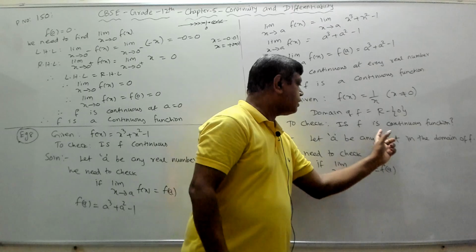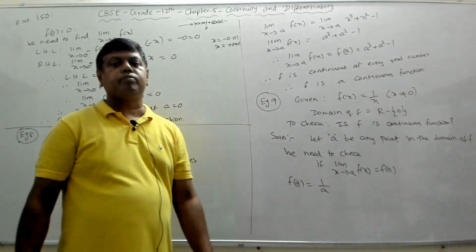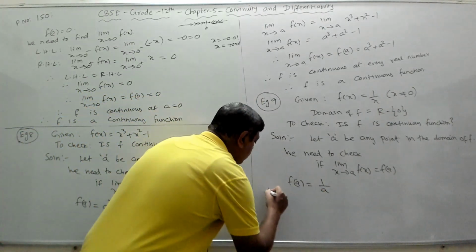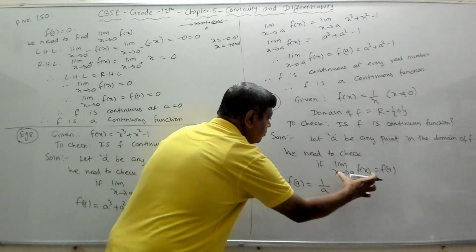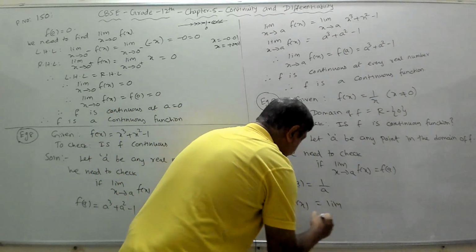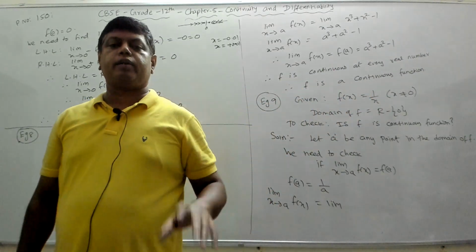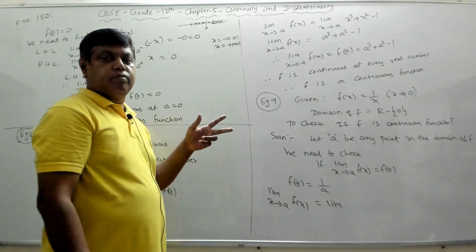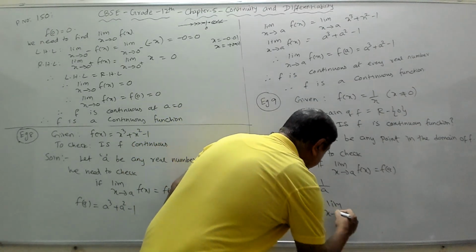a is a point with a not equal to 0. Obviously, a is from the domain of f. So this is defined because a is not equal to 0. So 1 by a exists. So f of a is 1 by a. Now we have to find limit x goes to a, f of x. Here we don't have to go for left hand limit or right hand limit, because f of x has only one definition. f of x is 1 by x. The f of x doesn't change based on the value of x. Right? So we'll directly go for the limit, limit x goes to a, f of x.